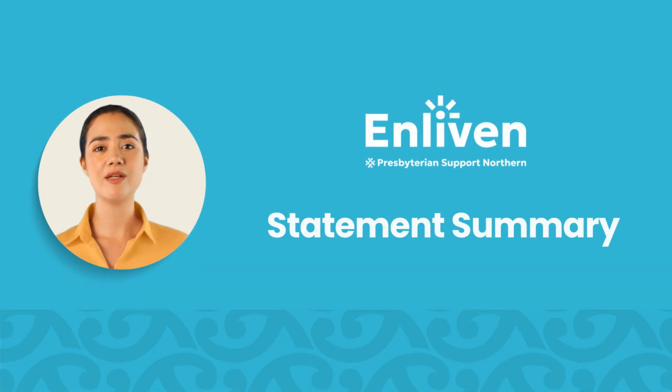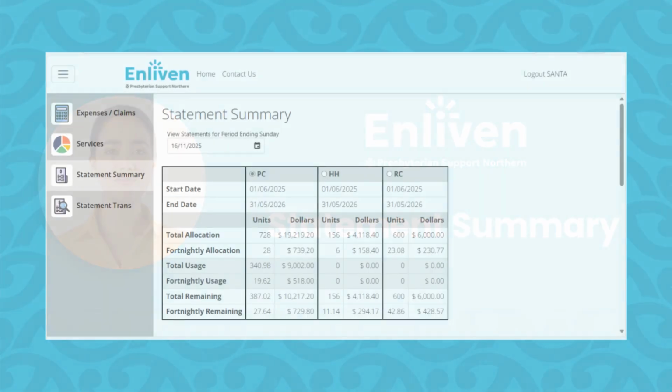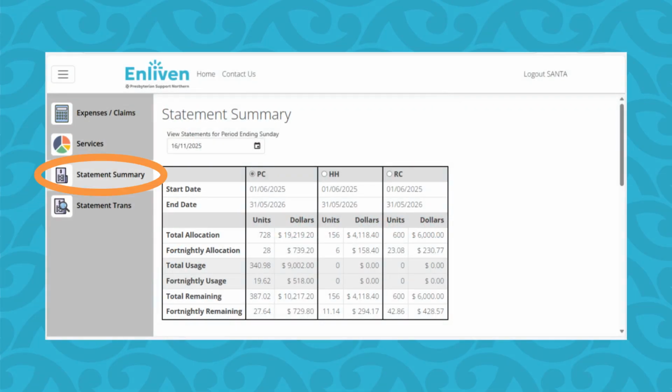Let's look at the Statement Summary next. Click the Statement Summary button on the left menu. Your first step is changing the statement period ending date to show the Sunday prior to the last payment Monday. This date must be correct for your statement to show correctly.